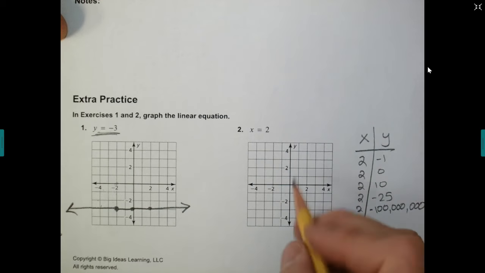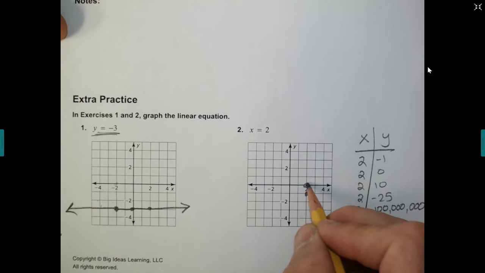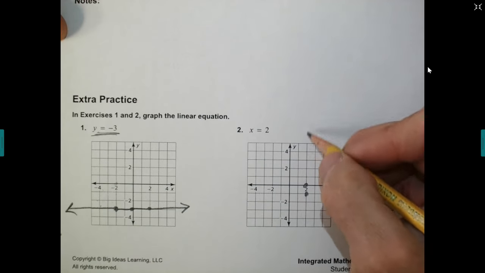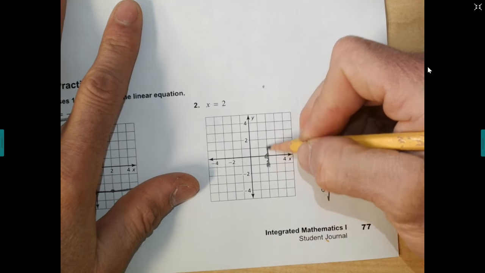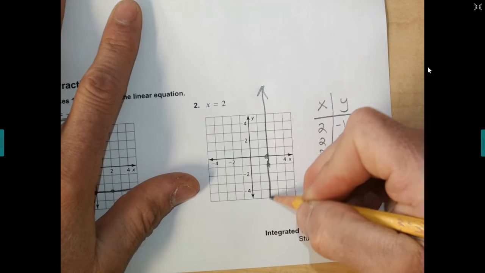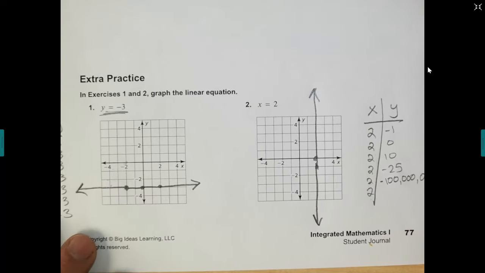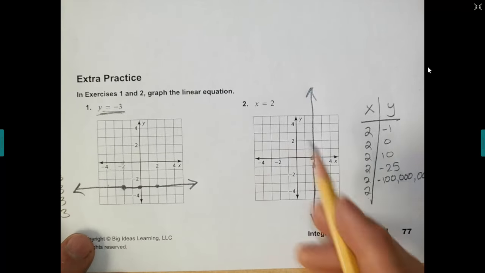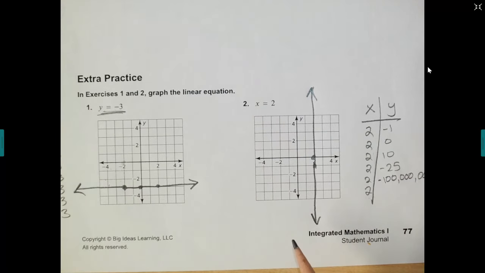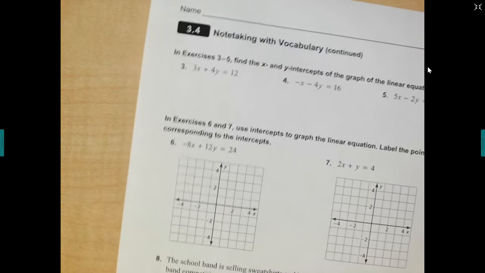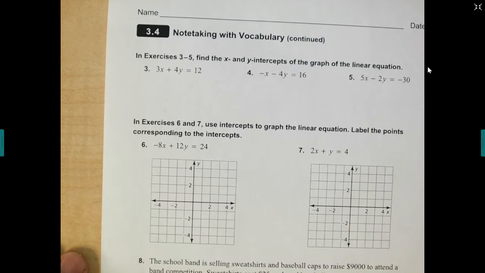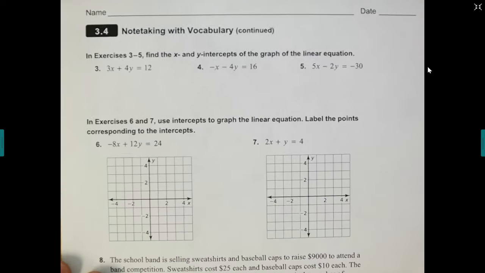So I have (2, negative 1), (2, 1), (2, 0), (2, 10). 2, 10 would be up here. So there we go. I've got this vertical line. There it is. x equals 2 is a vertical line, just like that. All right. Let me go ahead and do the odd ones for you, and then you'll be able to do the rest.